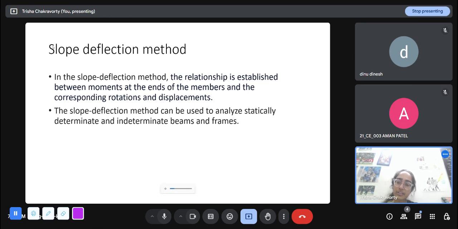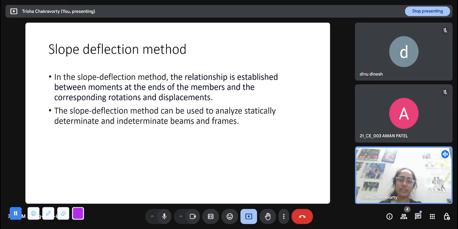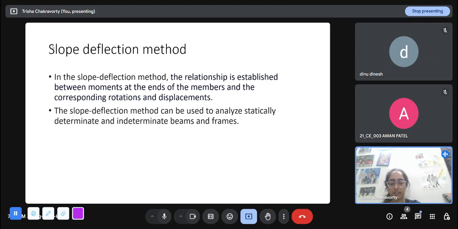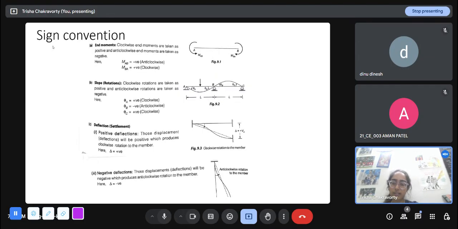So, slope deflection method. In the slope deflection method, the relationship is established between the moments at the ends of the members and the corresponding rotations and displacements. The slope deflection method can be used to analyze statically determinate and indeterminate beams and frames, but we don't generally use it to analyze determinate structures because it will make the calculation unnecessarily long and complicated.